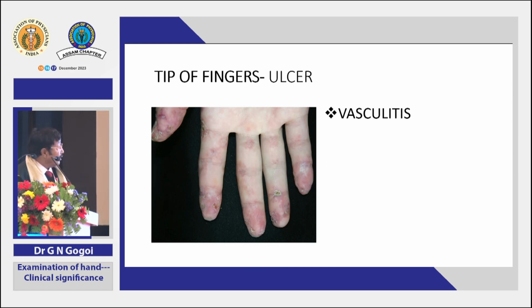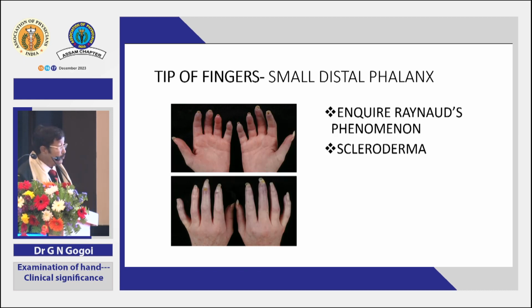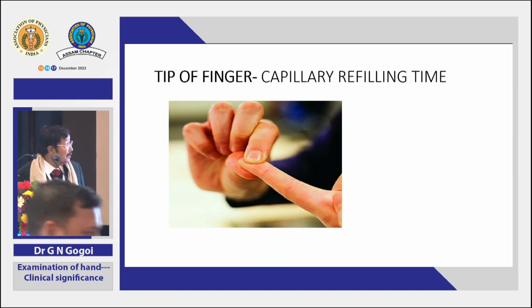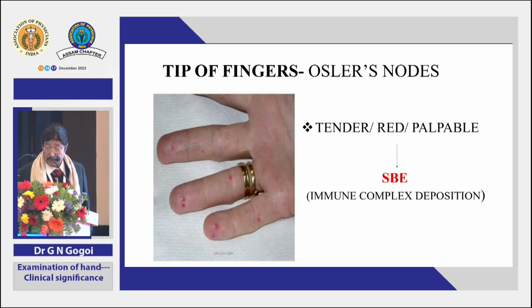So then there can be ulceration in the tip of the fingers, suggesting vasculitis. There can be a small distal phalanx. You inquire about Raynaud's phenomenon, and it is a finding of scleroderma. Then in the tip of the finger, we also see the capillary refilling time. You press the tip of the finger and see the blanching and what time it takes to recover from the blanching. Normally it is 1 to 2 seconds. If it is more than 2 seconds, then it indicates peripheral circulatory failure.